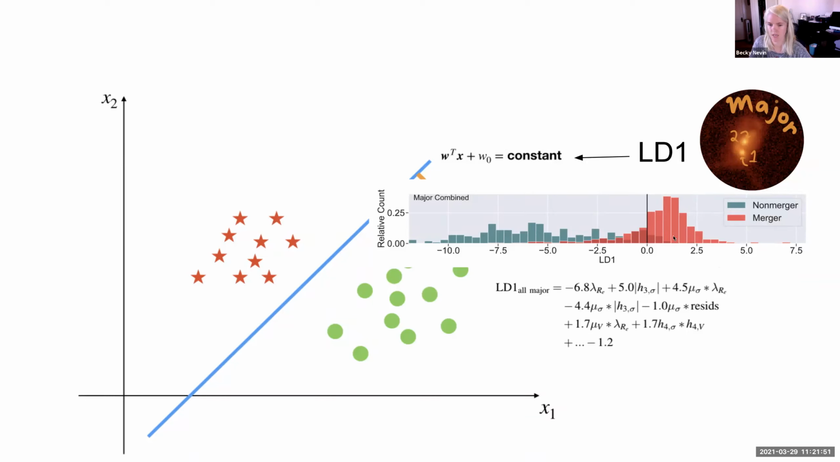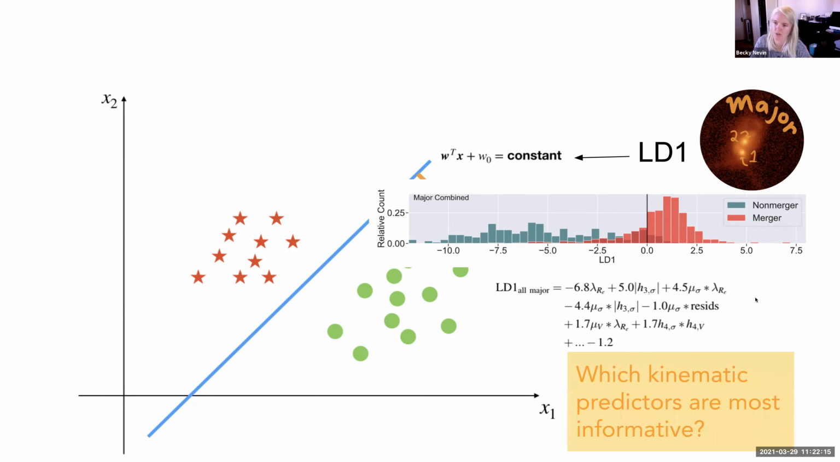Mergers are in salmon or pink, and non-mergers are teal. And this LD1 does a pretty good job of separating the mergers from the non-mergers here. Again, this LD1, I'm writing it out here explicitly, is a linear combination of all these input terms and some cross terms as well. And I think this is a little bit overwhelming, but I think what it goes to show is that this is not a black box.